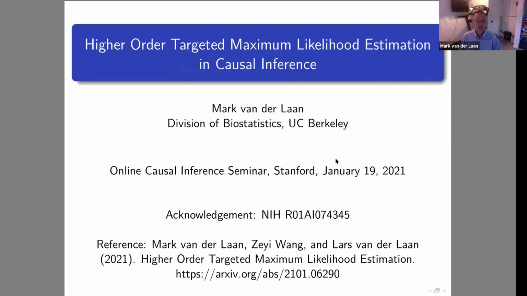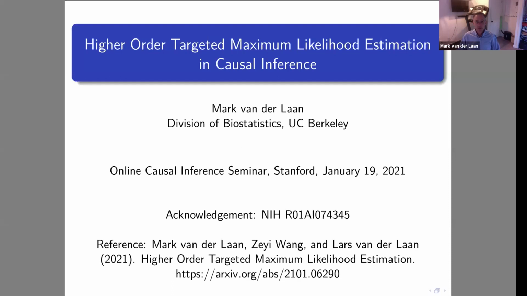Yeah, thank you so much for the invitation and the opportunity. So today's talk will be about higher order targeted maximum likelihood estimation. Targeted maximum likelihood estimation is a general approach for statistical estimation in highly non-parametric and flexible models. And what I talk about today is an advance within that framework.